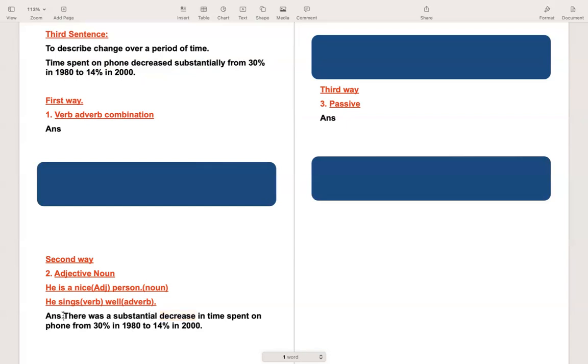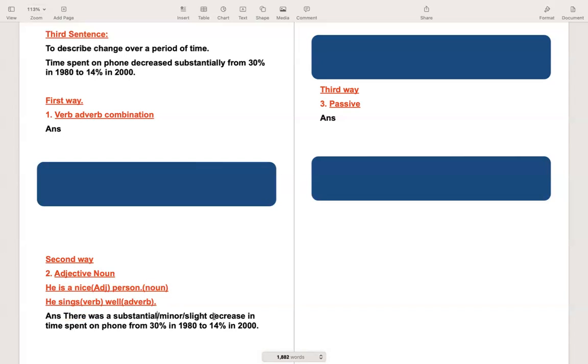So how do I start the sentence? First, I write there was a. Then I'll write the noun. The noun is decrease. And before that, I'll write the adjective. The adjective for the noun will depend. For example, if it's a large decrease, it will be substantial. If it's a small decrease, I can write minor, slight, words like that. It depends on the graph. Substantial is another word for big. I'll cover the adjectives and the adverbs for big and small at the end.